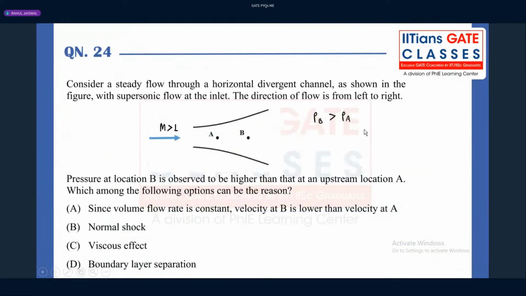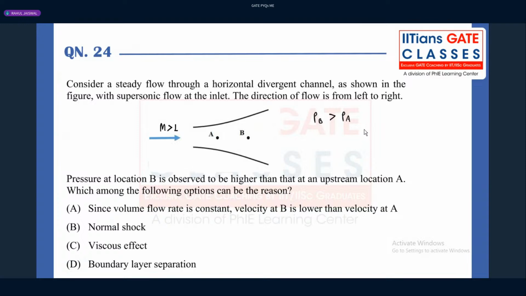Coming to here, question number one. In the question number one, you can see, guys, consider a steady flow through a horizontal divergent channel as shown in the figure with the supersonic flow at the inlet. The direction of flow is from the left to right. So you can say at the inlet of the divergent channel there is a supersonic flow. That means Mach number is more than one, right? And what they have mentioned is that the pressure at a location B is observed to be higher than that in a, what, guys, upstream location. That means the pressure at a point B is more than pressure at a point A. Which of the following options can be the reason?